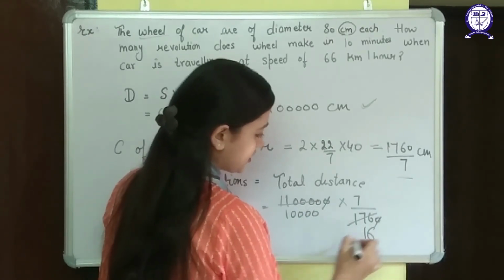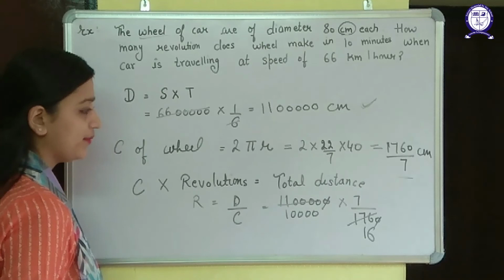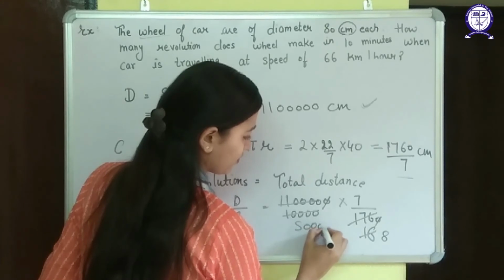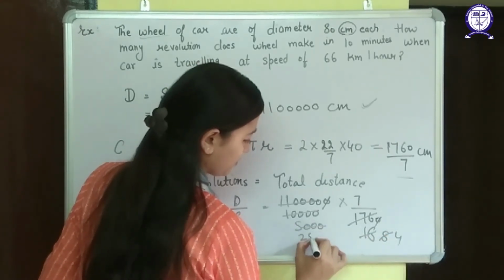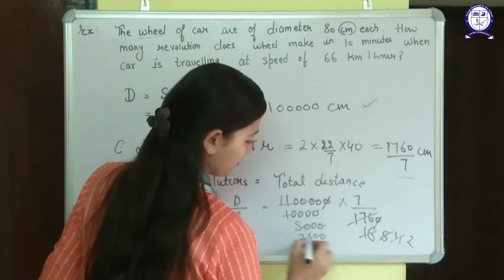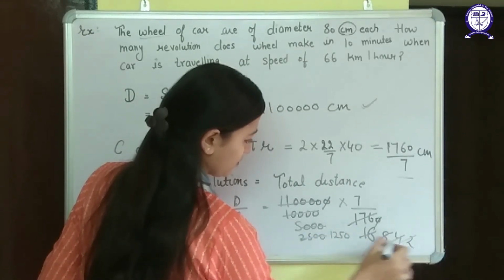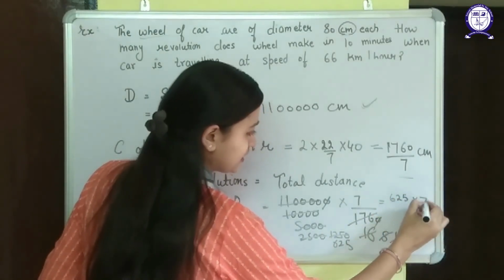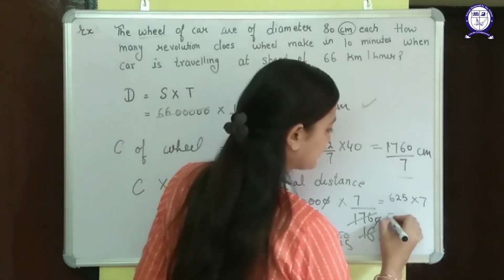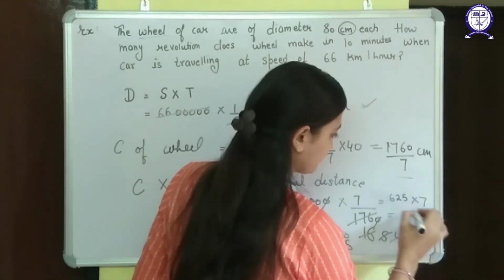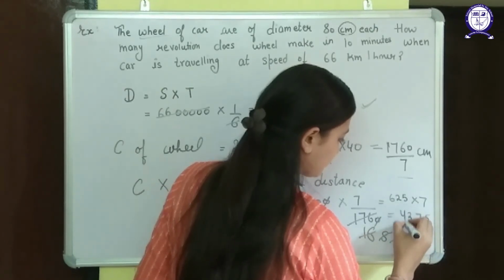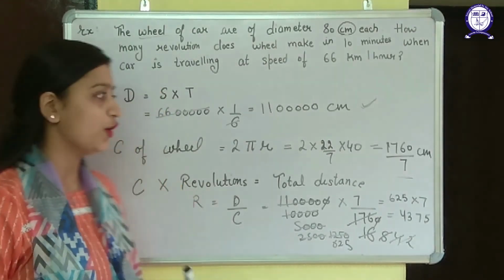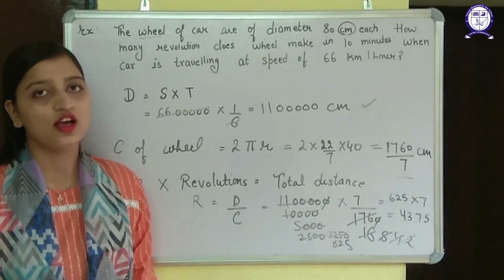This will be my 16. Now with the table of 2. So this will be 625 into 7. Let's multiply it. So the answer will be 4375 revolutions.